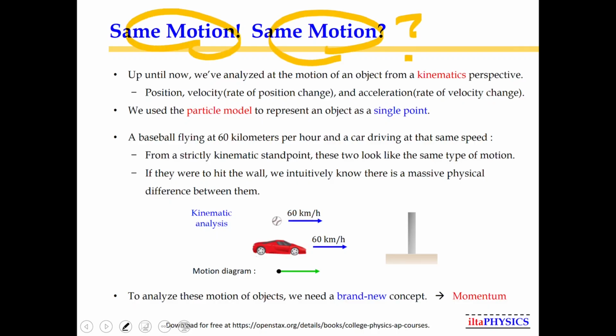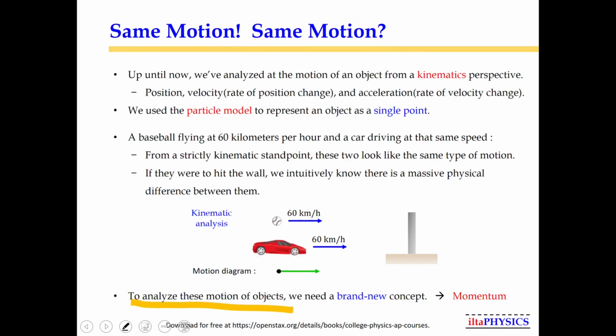If the results after the collision are different, we're going to need a new concept or element of motion to explain that difference. That is momentum, which is the major theme of this chapter. So let's start studying the physics concepts for analyzing motion where multiple objects interact, like a collision, one step at a time.